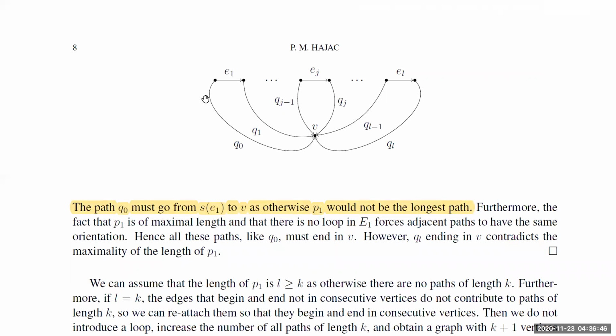Sorry, these are not edges, these Qs are paths, not edges. So if this path Q0 were from V to S of E1, then we could compose it with this path P1, and we would get a path which is strictly longer than P1, which contradicts the maximal length of the path P1. Okay, so Q0, which makes this vertex S of E1 and V related, must be a path which goes from the beginning of E1 to V. All right.